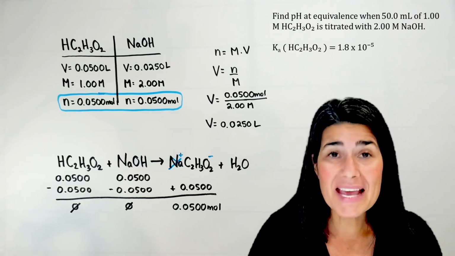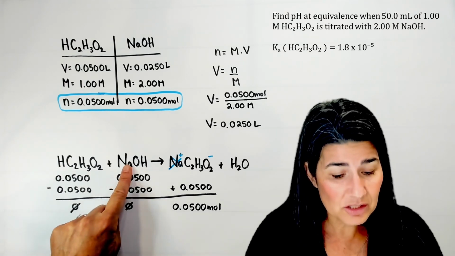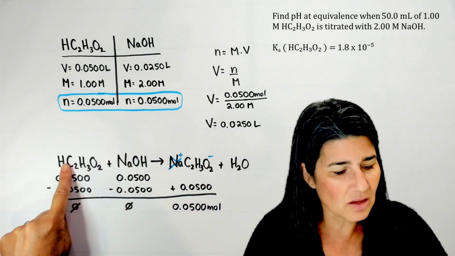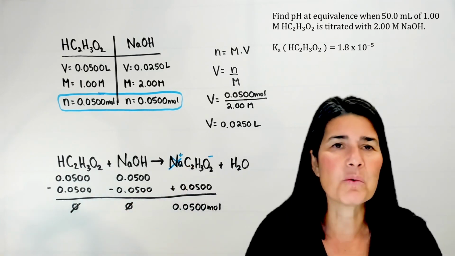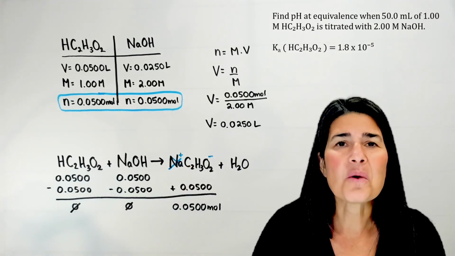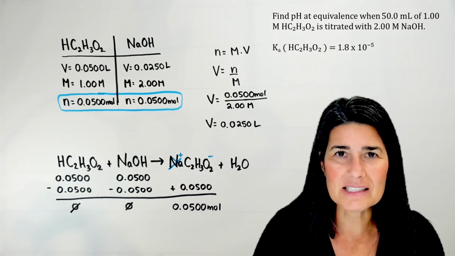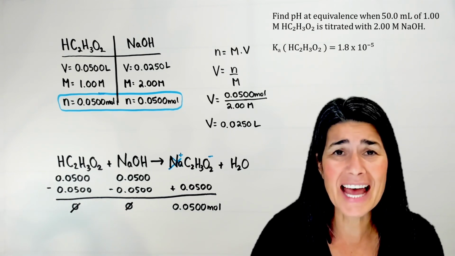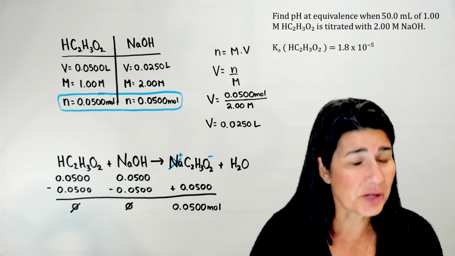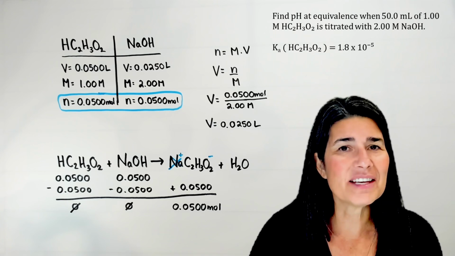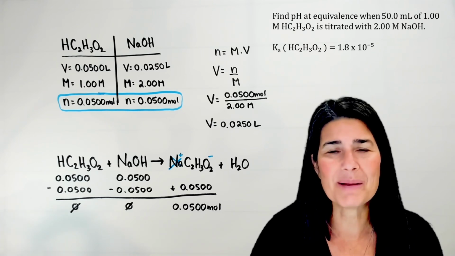Remember, we're supposed to be basic at the equivalence point. The strong turned into nothing, and the weak acid made a weak conjugate base. So we have a weak base. What is our plan of attack for a weak base? Put the base in water, ice it with a KB for a base.